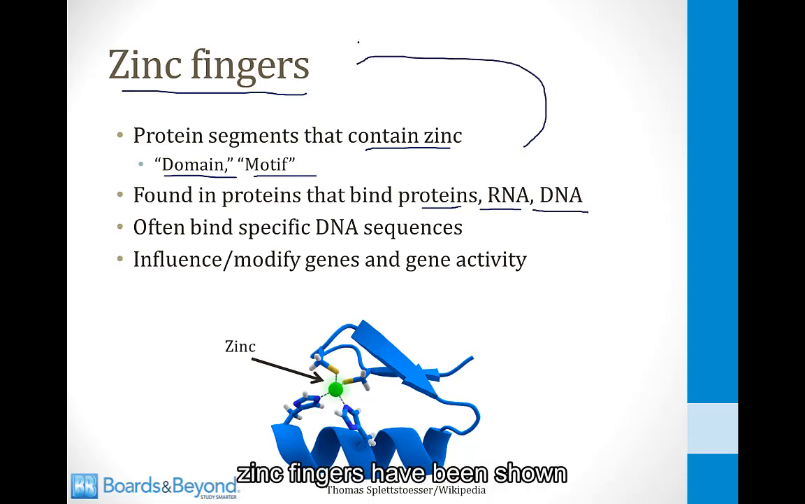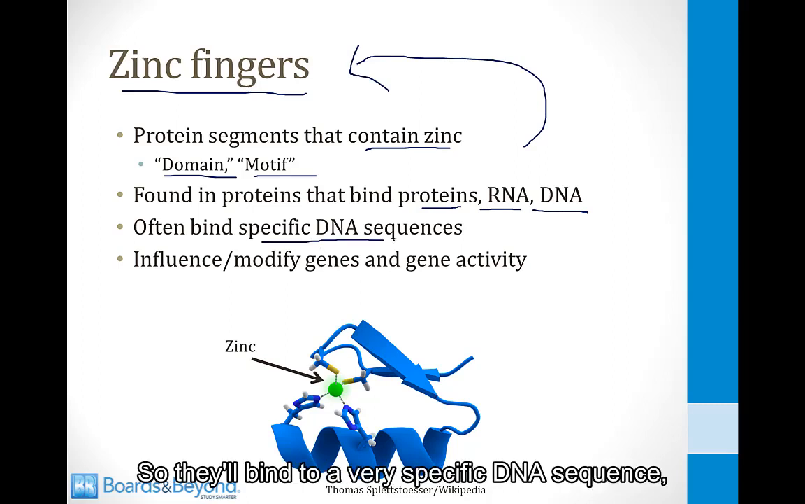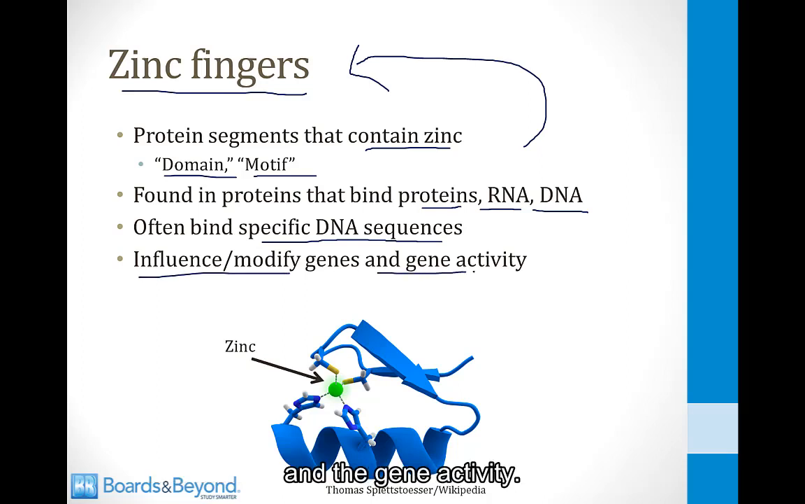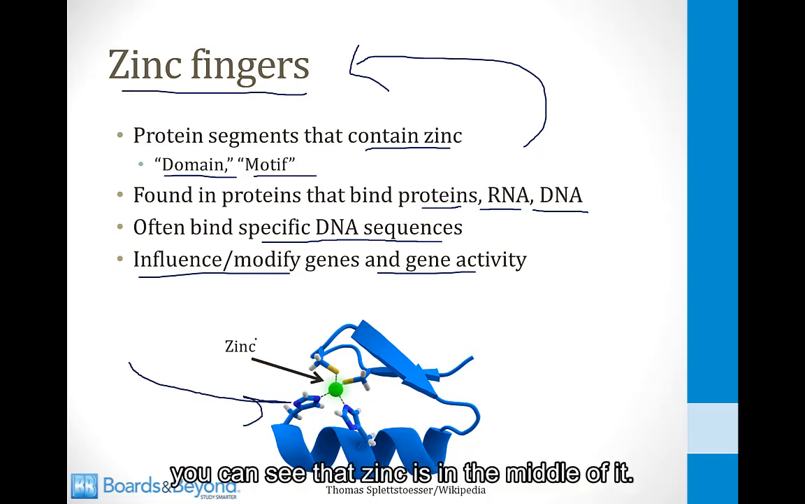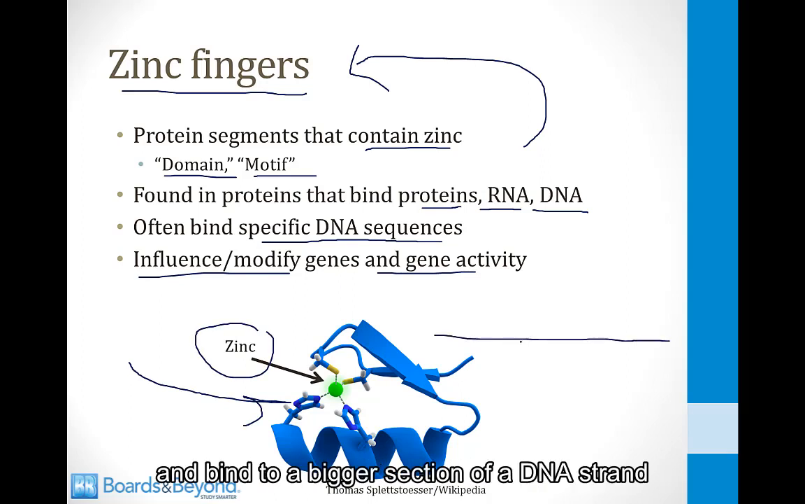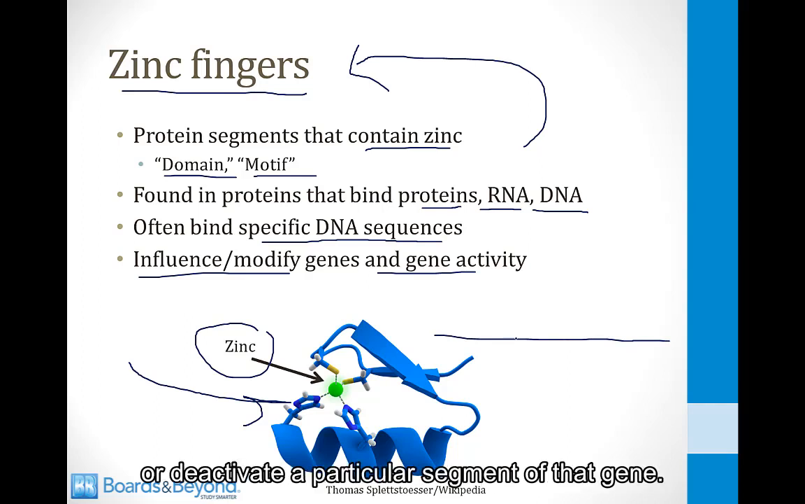Zinc fingers have been shown to have lots and lots of different roles in biology. They're often important for binding to DNA, so they'll bind to a very specific DNA sequence, and then they will influence or modify the gene and the gene activity. And this is a picture of a 3D representation of a zinc finger. You can see that zinc is in the middle of it, and this could go and bind to a bigger section of a DNA strand and activate a particular gene or deactivate a particular segment of that gene.